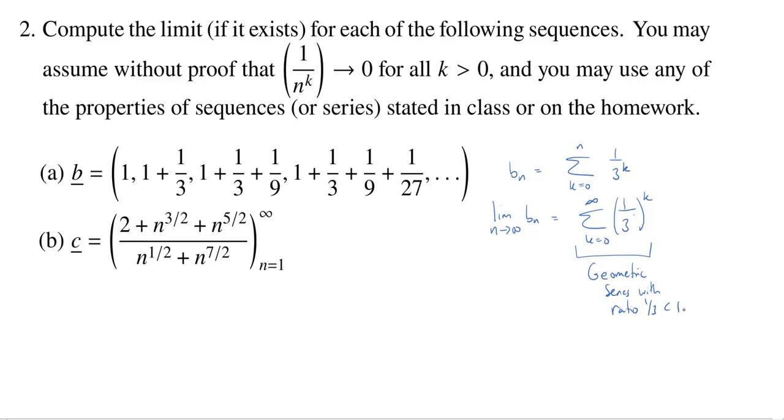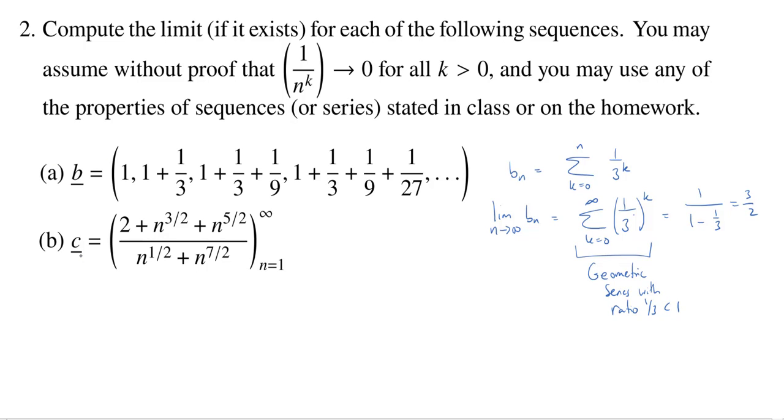And of course 1/3 is less than 1. So we know that the sum of this series, which is actually just the value of the series, is 1 over 1 minus a third. 1 minus a third is 2/3, so we invert 2/3 and get 3/2. Well, that's what b converges to.